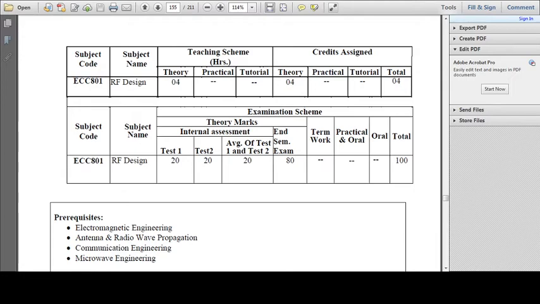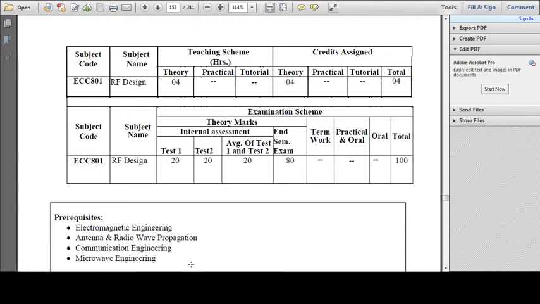So we take a brief review of the syllabus and how the syllabus consists of various submodules. First, the subject name is RF design. Any syllabus which is designed newly consists of some prerequisite courses which we will have learned in the previous semester or previous year.